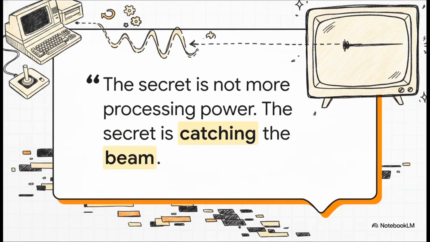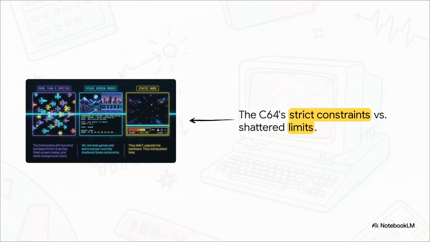To understand how they pulled off the impossible, we've got to realize that true architectural dominance back then didn't come from just plugging in a hardware upgrade. There was no new graphics card you could buy. Instead, it came from manipulating time. As the demo scene coders used to say, the secret is not more processing power, the secret is catching the beam. Take a look at this.